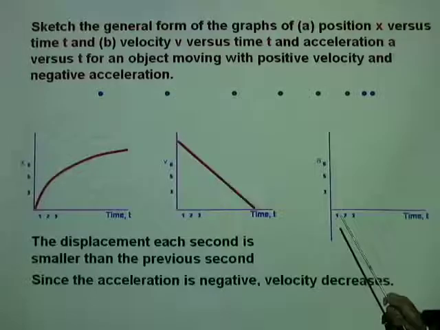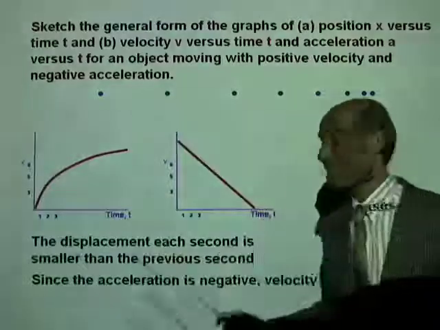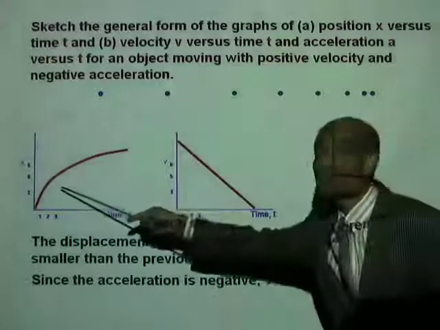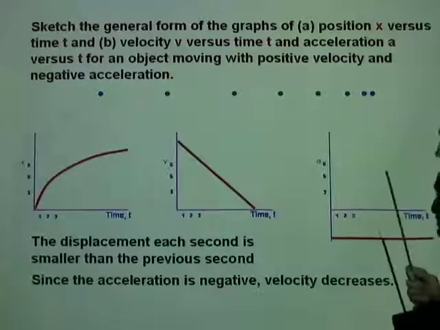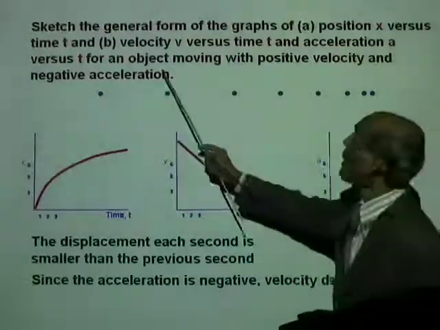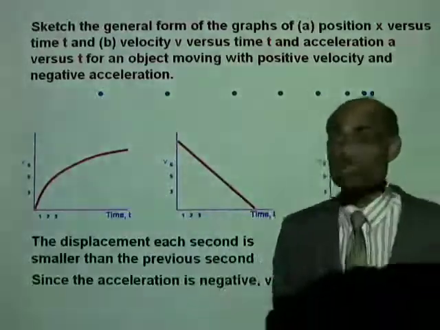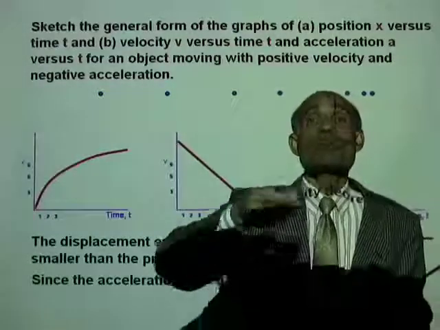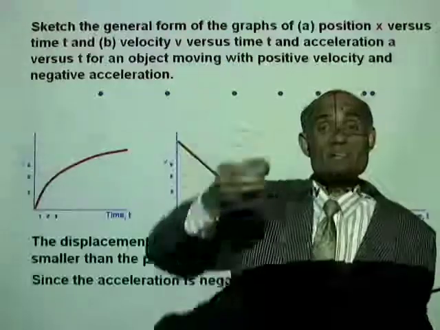Can you help me do that? Acceleration is negative and remains a constant. So it will be a horizontal line below the time axis. So this is how the position changes, this is how the velocity changes, and this is how the acceleration changes for an object that is moving with positive velocity and negative acceleration. In fact, this is the case when the object is thrown up until it reaches the maximum height. You see that? That's the same case here.